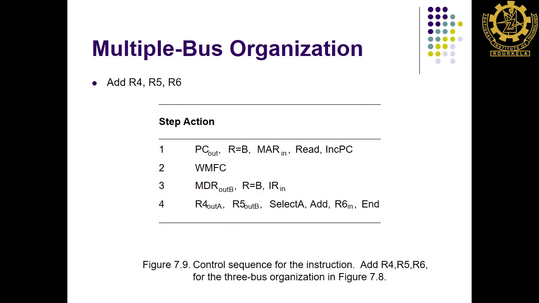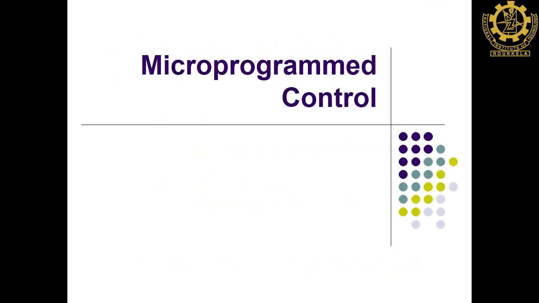So, the advantage of multiple bus organization is that earlier we had 7 steps, now it will be reduced because you can do parallel operation. Here we will be talking about microprogrammed control. We had the basic background, now we will see how the control unit can be designed.